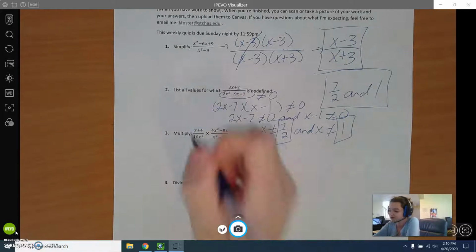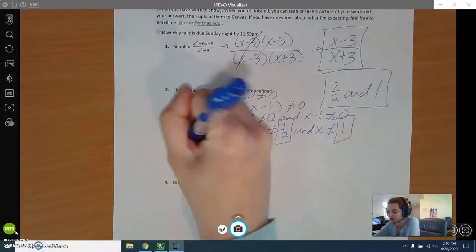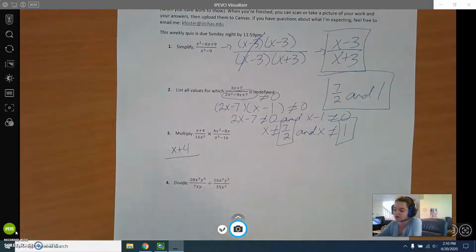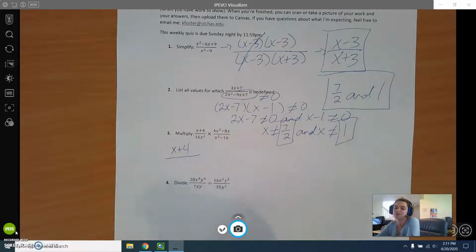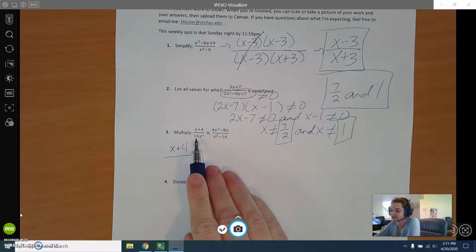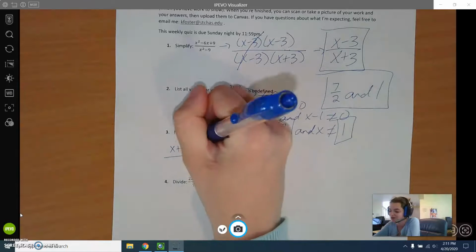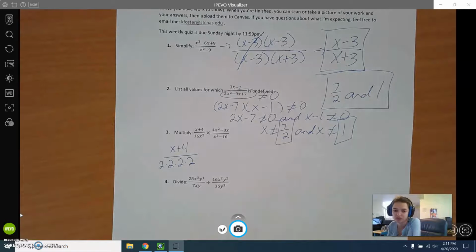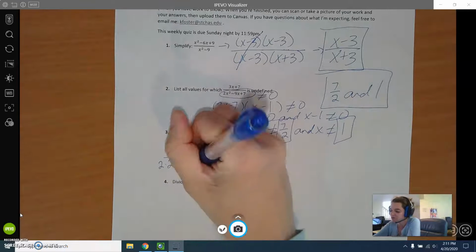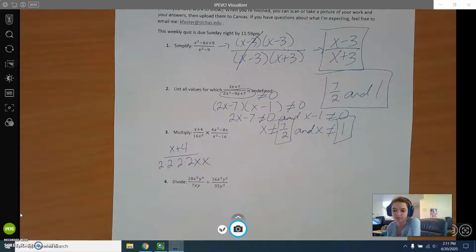In the numerator, it's x plus 4, which doesn't factor at all. The denominator, the first one, is 16x squared. What you can do is separate it out into its prime factorization so that it's easier to find all those factors. So 16 we know is 4 times 4, and each 4 is 2 times 2. So I can write that as 4 2's multiplied together. The x squared would be 2 x's multiplied together.